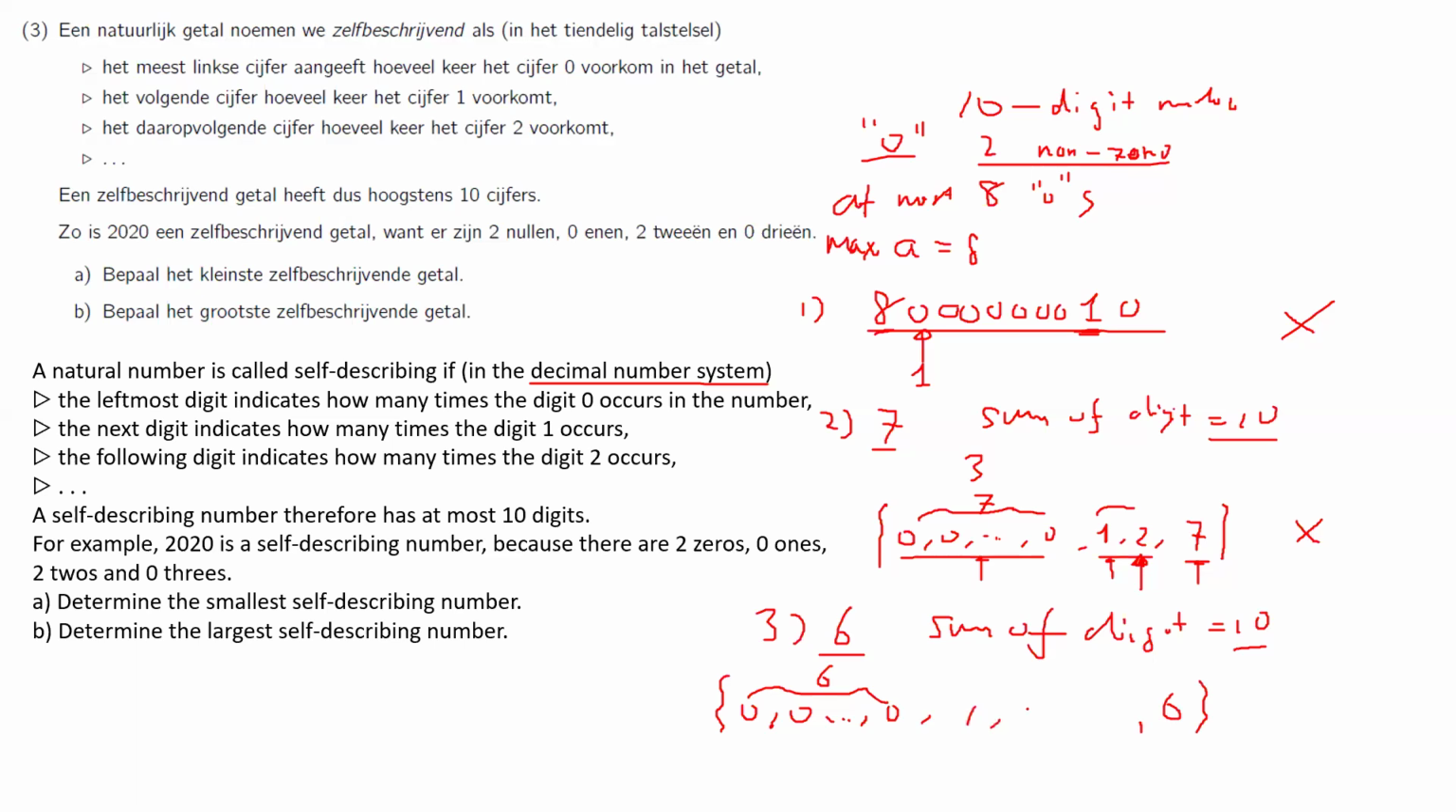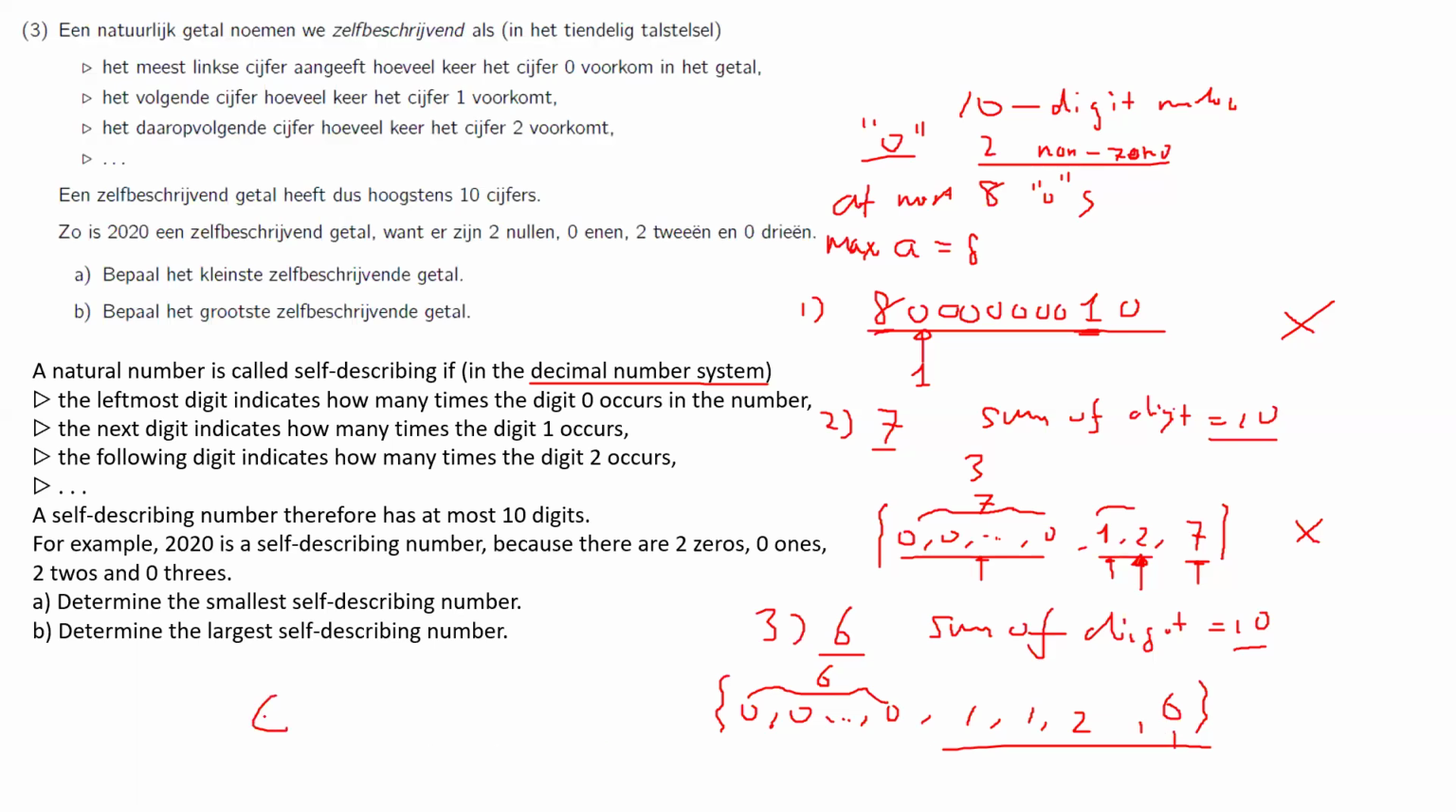So that must be 1, 1, and 2. There are no other possibilities. So we have 6 zeros, 1, 1, 2, 6. Is it possible to form a self-describing number? Yes, because in this case, the 6 stands for 6 zeros.